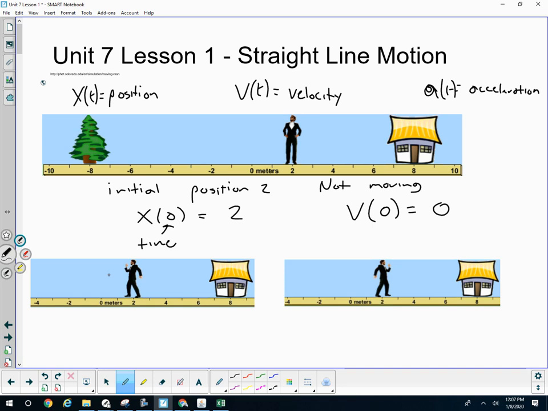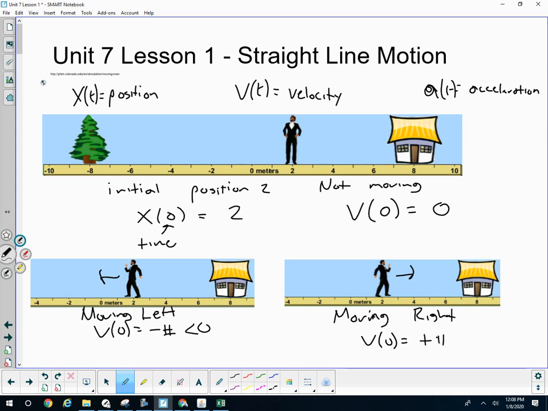But I could be moving to the left at this position or to the right at this position at this specific moment in time. In this situation, we'll keep the position to be at 2, my initial position, but we'd say my velocity would be negative if I'm moving to the left. My velocity would be some negative number. If I'm moving to the right, my velocity would be some positive number. Okay? All right.